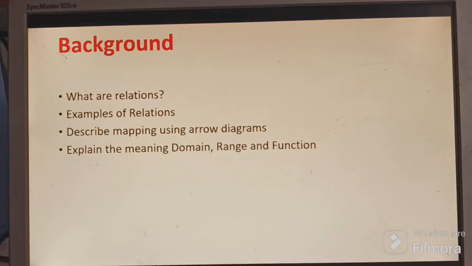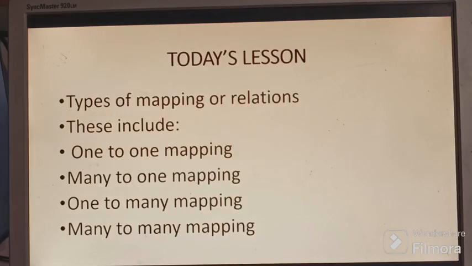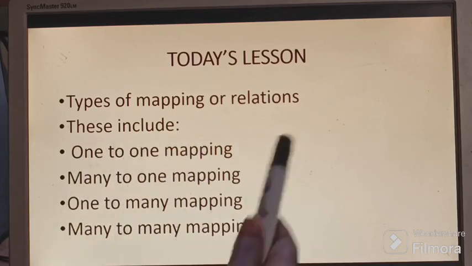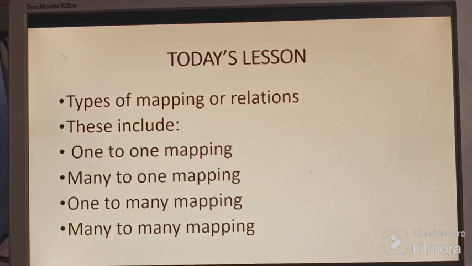So today our main focus will be, we're going to focus on the types of mapping or relations. So what are these types of mapping and relations? So the first one is one-to-one mapping or relation. Actually many-to-one mapping. Then one-to-many mapping, and finally many-to-many mapping.